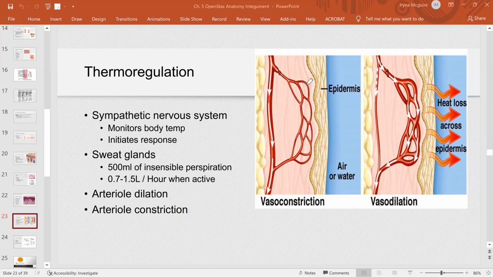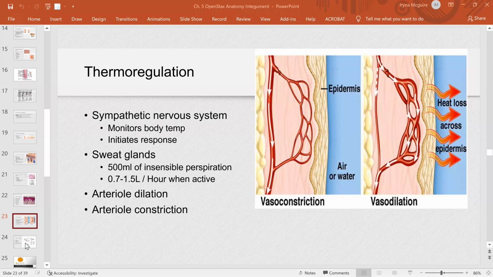And arterial dilation and arterial constriction is relative to what I just said before. So when you dilate those arterioles, did I say capillaries? I apologize. You cannot really dilate capillaries that much because they don't have smooth muscle. You can dilate arterioles because they do have smooth muscle. So when you dilate arterioles, you have more blood supply and you release heat.